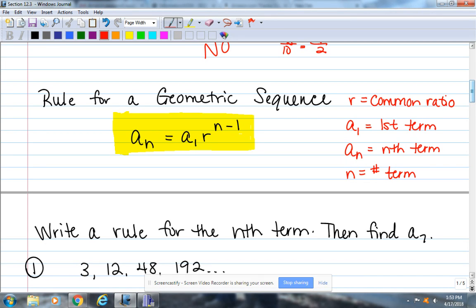So yes, we need to memorize that formula. My class, you're going to see that formula on your quiz tomorrow. You're going to have to be able to regurgitate that formula, I should say. So make sure you have it memorized.